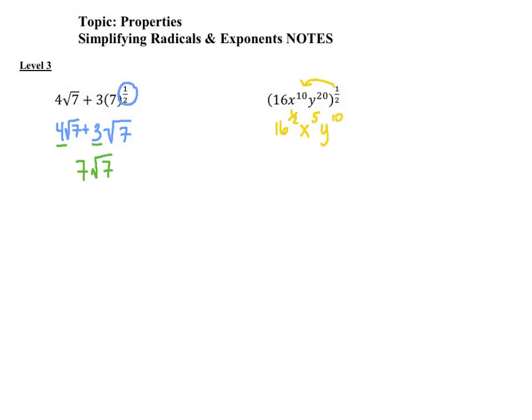Now you don't want to have a fractional exponent if you can help it. So right away I notice that I can put it as a square root. And I'm going to bring everything else down. Now you should notice the square root of 16. The square root of 16 is going to be 4. So my answer is 4x to the 5th, y to the 10th.